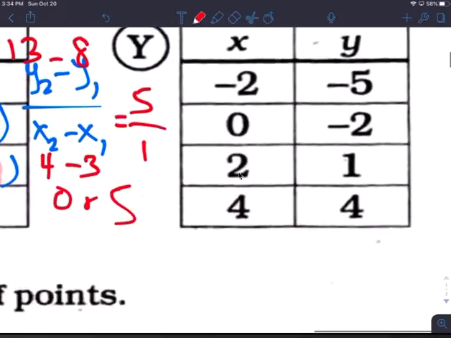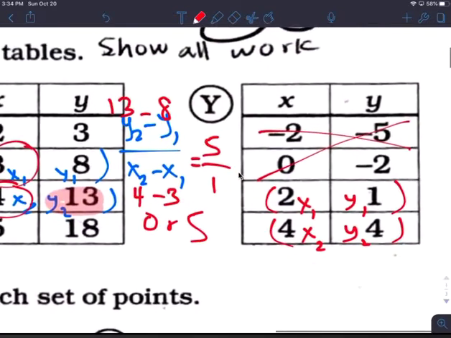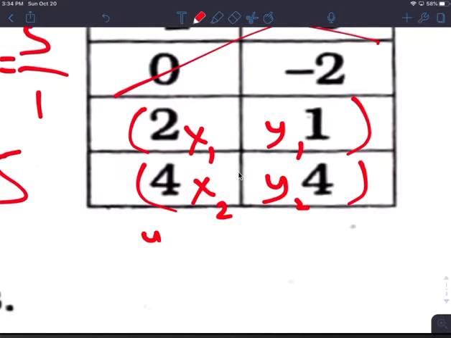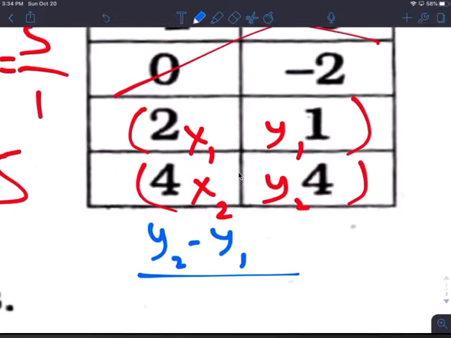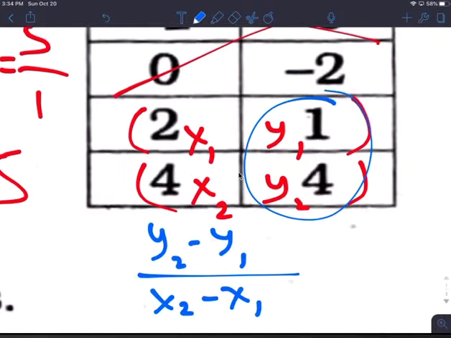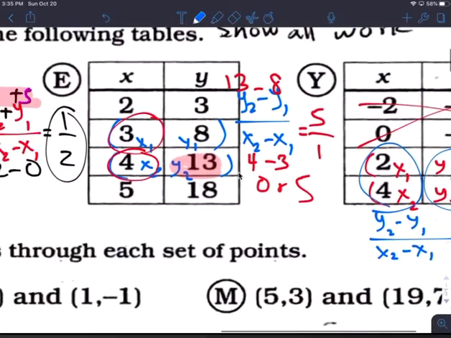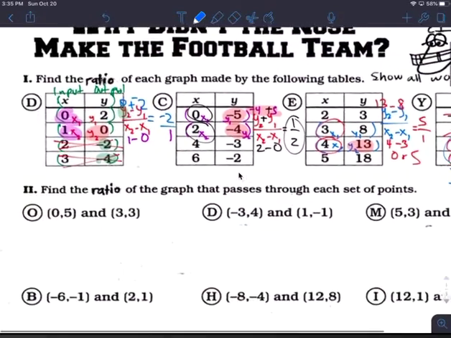Okay, next one. Oh, I'm not choosing these guys. I'm choosing these two right here. They're positive. X sub 1, Y sub 1. X sub 2, Y sub 2. Okay, so y sub 2 minus y sub 1, I'll do in a different color. Y sub 2 minus y sub 1 over x sub 2 minus x sub 1. Y 2 and y 1 is there. So it's 4 minus 1, which is 3. And 4 minus 2. Okay, the rest is easy.